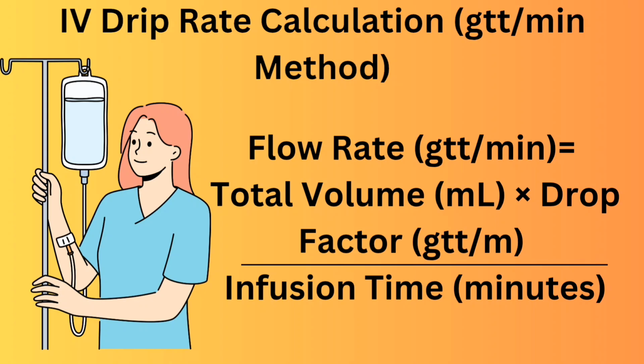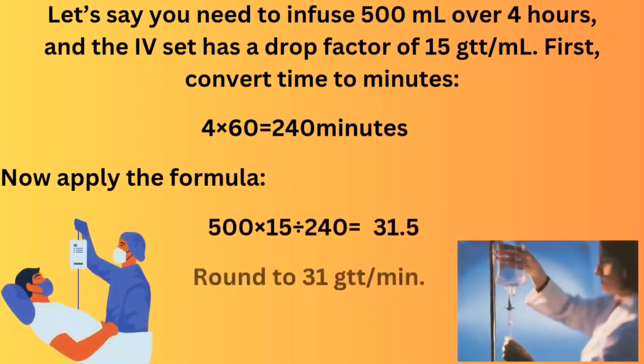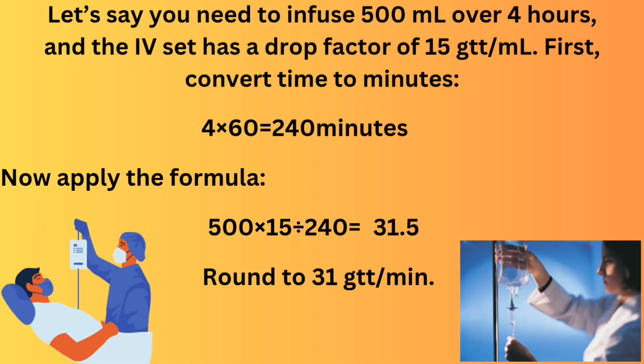If you want to infuse 500 ml over 4 hours and the IV set has a drop factor of 15 drops per minute, first convert the time to minutes, that is 4 into 60 is equal to 240 minutes. Now apply the formula. 500 into 15 divided by 240 is equal to 31.25. Round to 31 drops per minute.